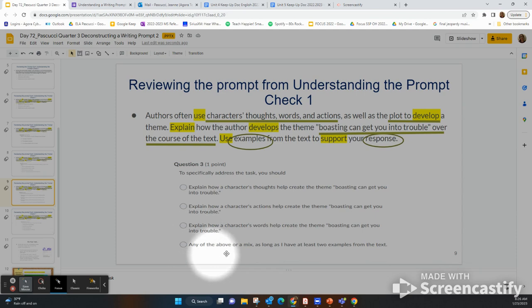Oh, wait. This last one. Any of the above or a mix as long as I have 2 examples. Yeah, I think so. Totally that one. That's why you should never just do the first answer. You should read them all.